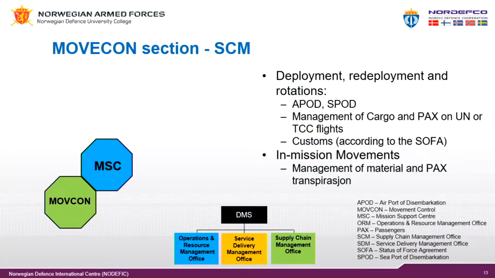The movement control section is responsible for the provision of efficient multimodal transportation operations, for delivery and distribution of goods, administration and control of all movement activities in the mission. The section's main task is planning and conduction of movement of troops and contingent-owned equipment inside the mission.